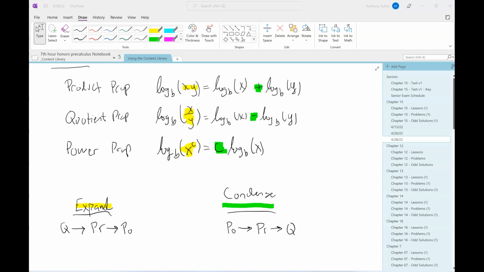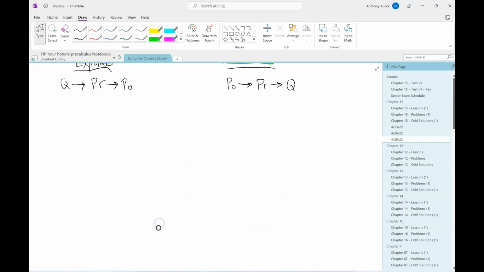Okay, so let's start with some examples. So let's do some expanding examples first. So these are expanding problems to start. Our first example problem is log base 3 of 4x. So since we're expanding, the order that we want to consider the properties are quotient, product, and then power.